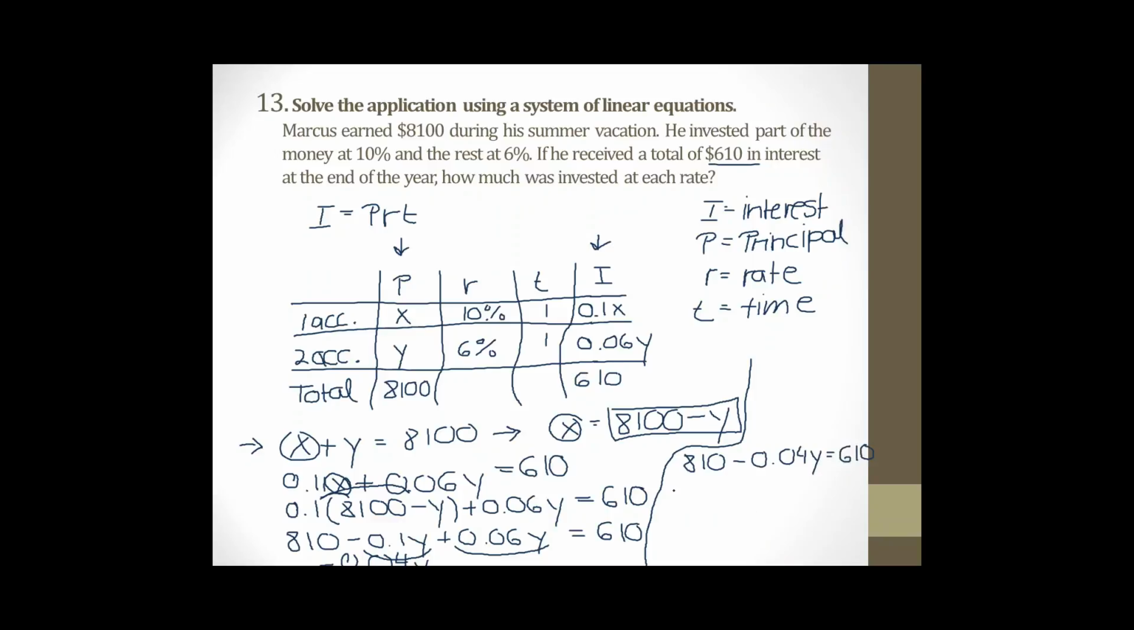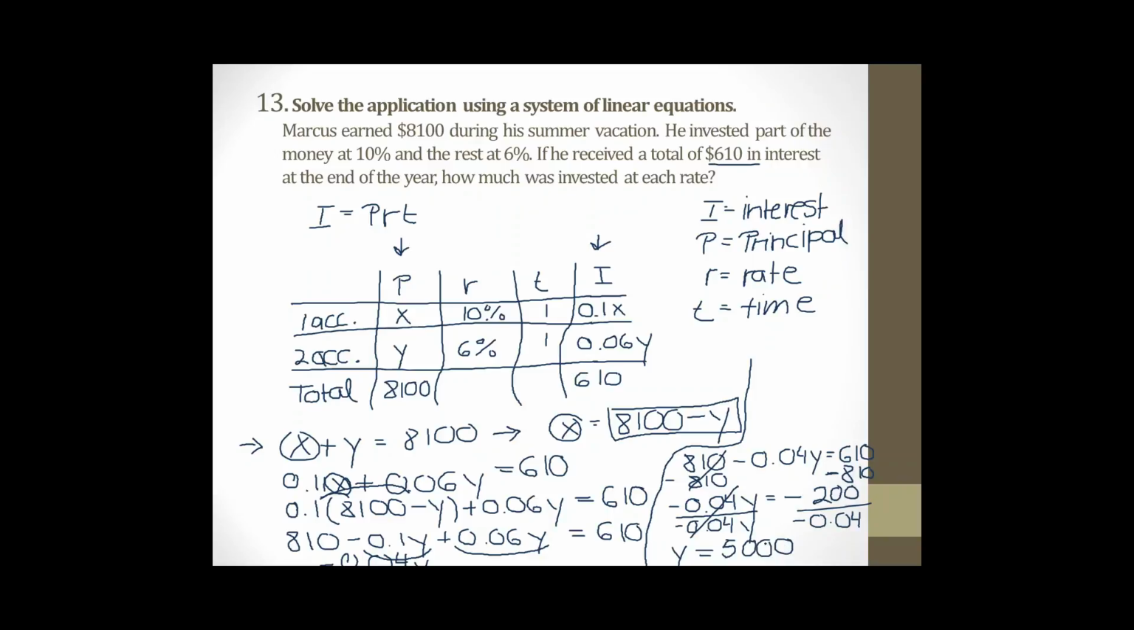We're solving for y, so subtract 810 from both sides, and we are left with negative 0.04y, which is equal to negative 200. All right, last step, dividing by negative 0.04 on both sides. So y is equal to 5,000. Okay, I found my y value.